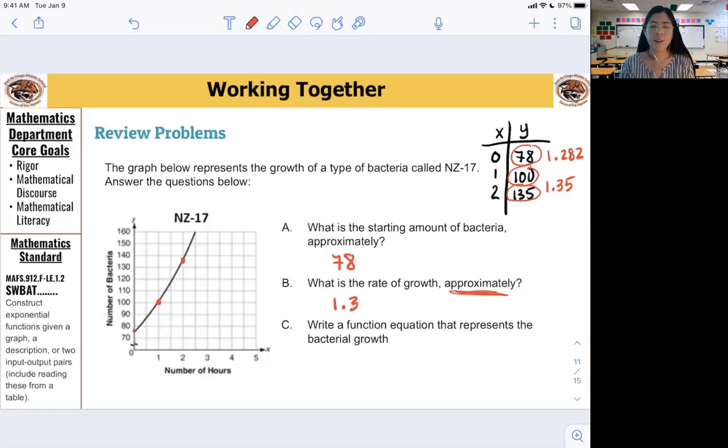And that's what you have to do with a graph. Unless every point is a perfect point, it's kind of hard. You have to estimate it a little bit, and that's okay. I'm not asking for the exact answer. I'm just asking for the approximate answer.